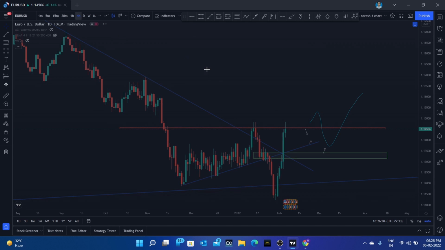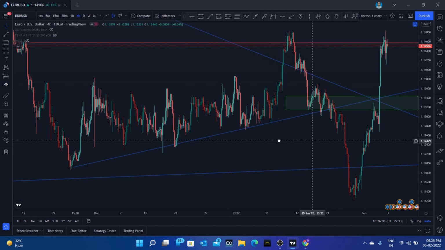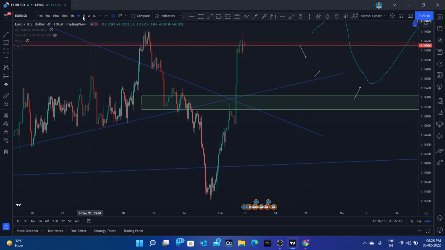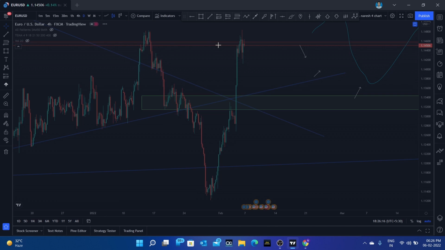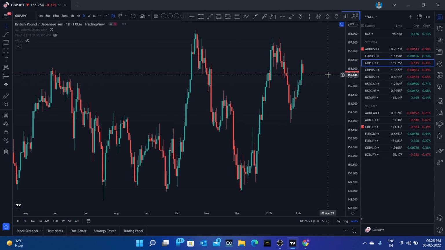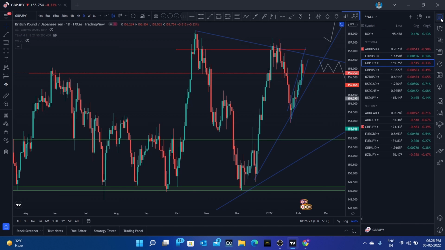If we go in a shorter time frame, so this is a major resistance area. So I want some kind of pullback to this area, and if it is holding, we can go for long entries in Euro USD, guys. So that would be for Euro USD, and let's hop into GBP JPY.